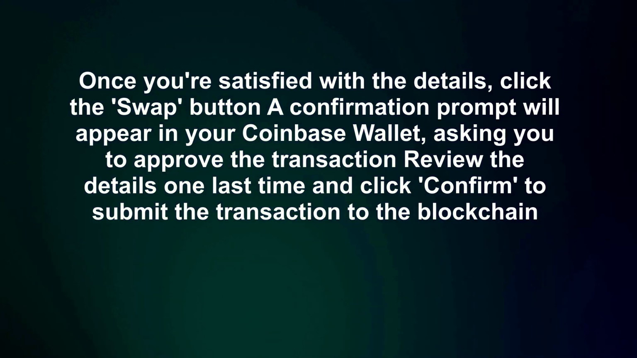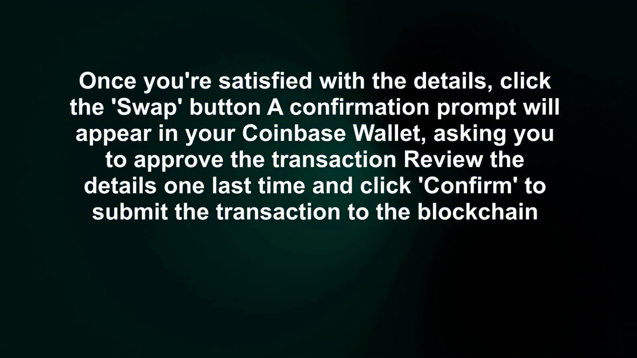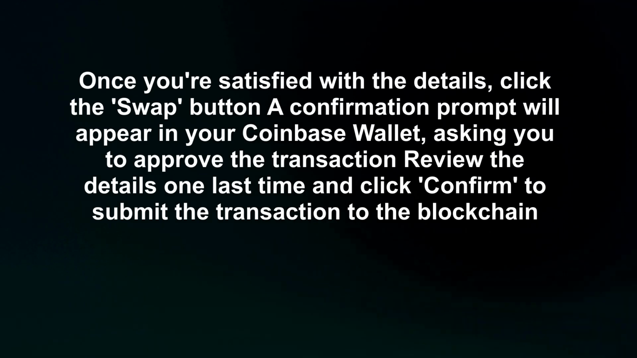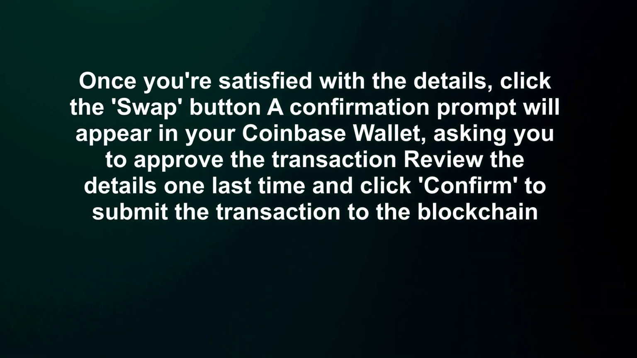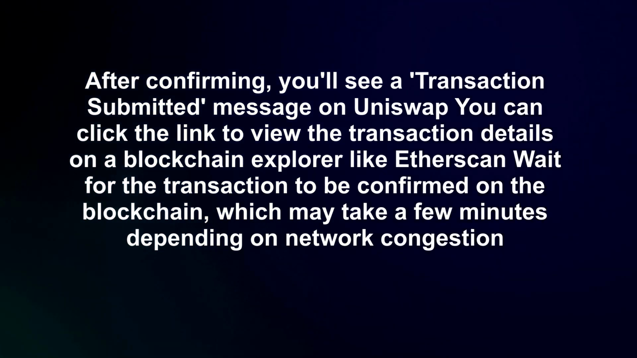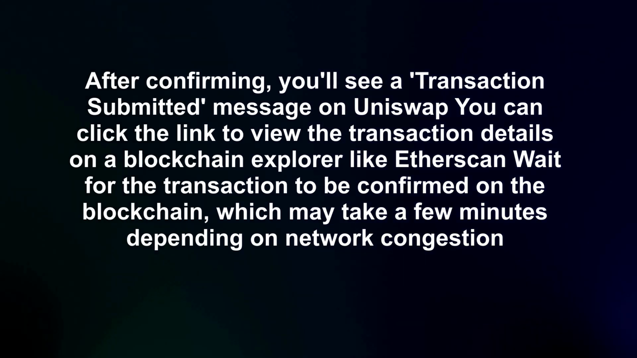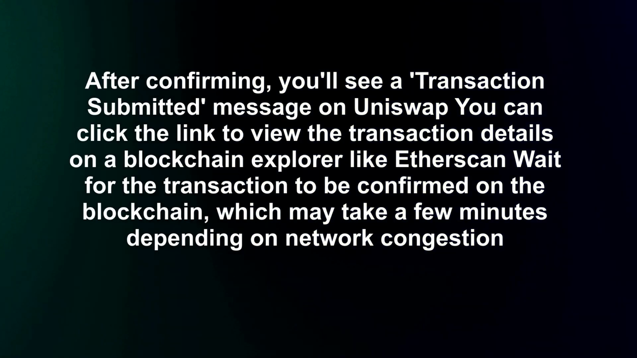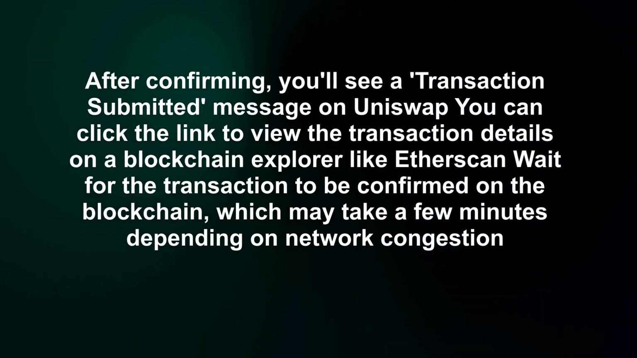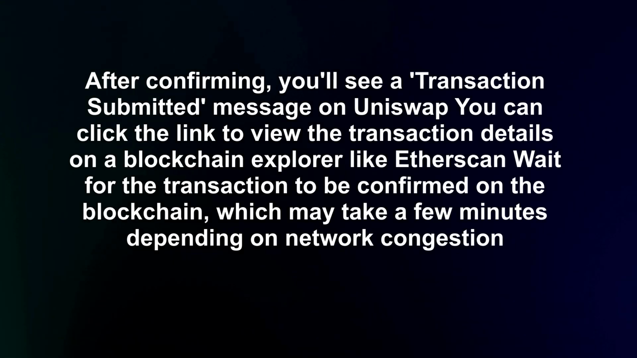A confirmation prompt will appear in your Coinbase wallet, asking you to approve the transaction. Review the details one last time and click confirm to submit the transaction to the blockchain. After confirming, you'll see a transaction submitted message on Uniswap. You can click the link to view the transaction details on a blockchain explorer and wait for the transaction to be confirmed on the blockchain, which may take a few minutes depending on network congestion.